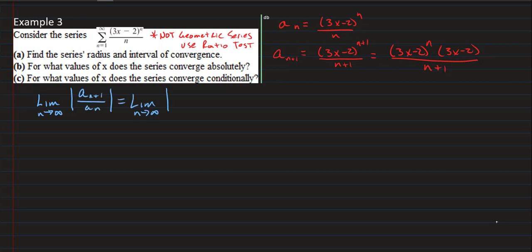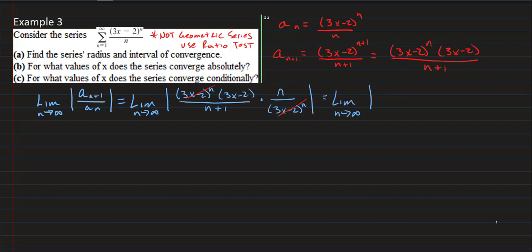This is going to be the limit as n approaches infinity of the absolute value of my n plus 1 term. And then dividing by a sub n is the same thing as multiplying by the reciprocal of a sub n. And then we see what terms will cancel out. So the 3x minus 2 to the n will cancel here. And that's going to give us the limit as n approaches infinity of the absolute value of 3x minus 2 times n over n plus 1.